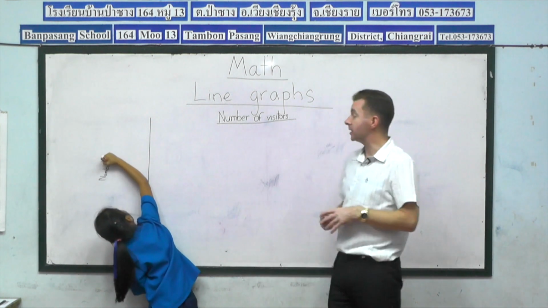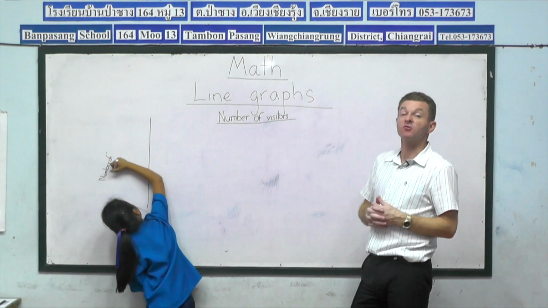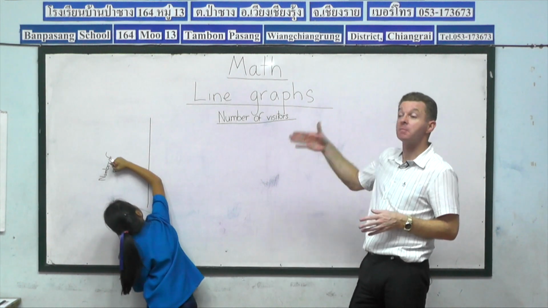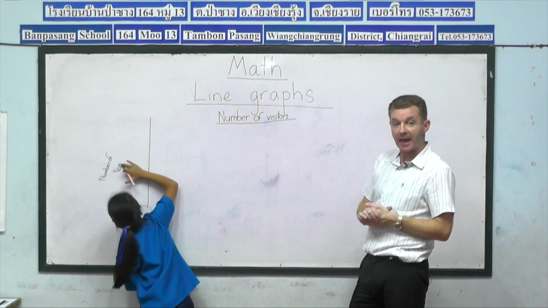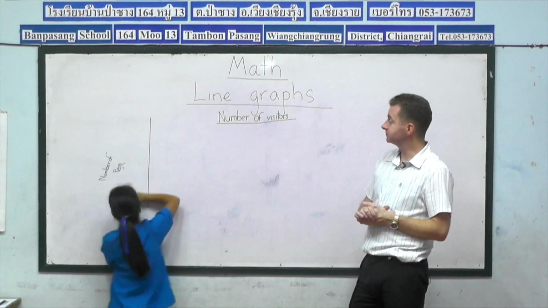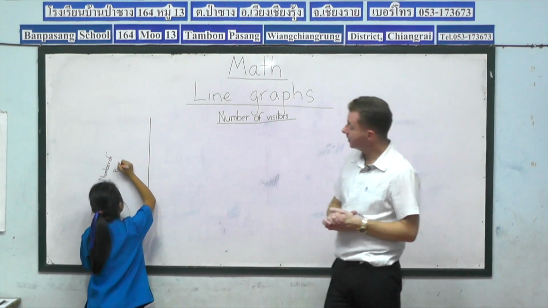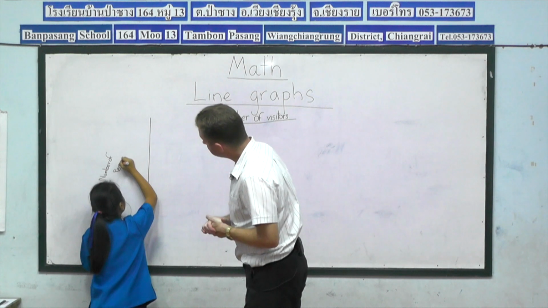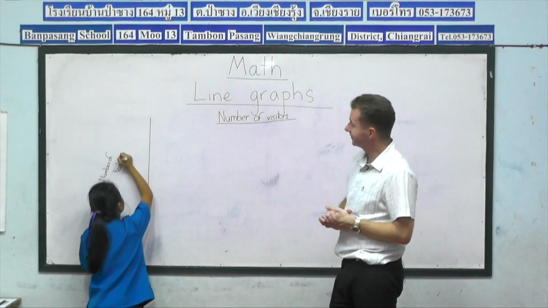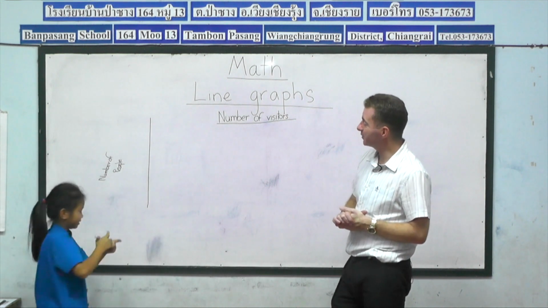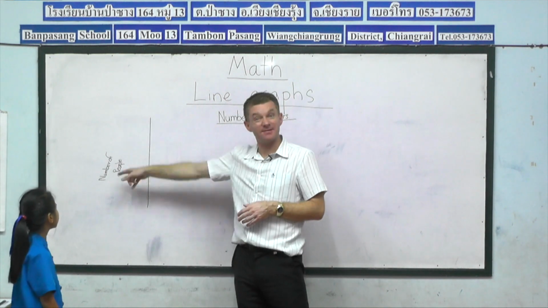N-U-M-B-E-R. And then number of, and then visitors are people. So we can say number of people. O-P-L-E. P-L-E. Excellent, Prel. That's brilliant. So straight away we can see our vertical axis now has its label.